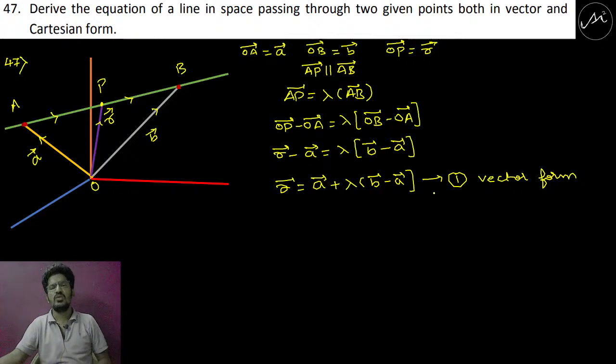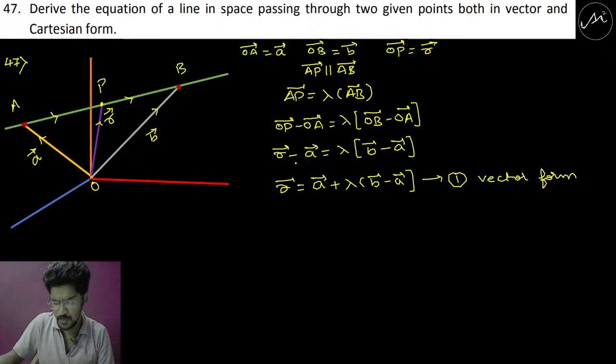Vector R equal to vector A plus lambda times of vector B minus vector A. So you just take vector AP is parallel to vector AB. And AP can be written as lambda times of AB. So AP is OP minus OA. So that is lambda times of OB minus OA.